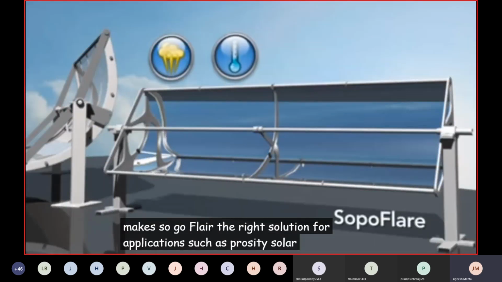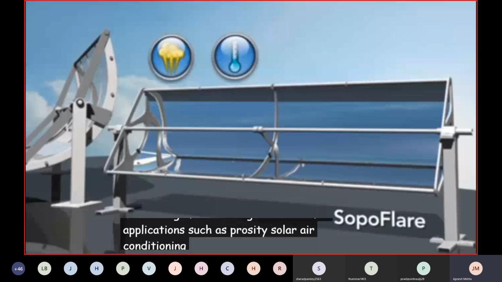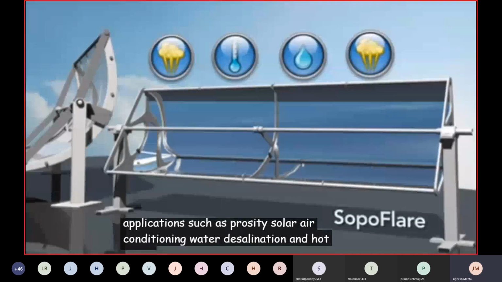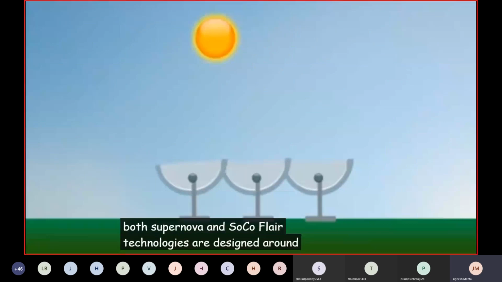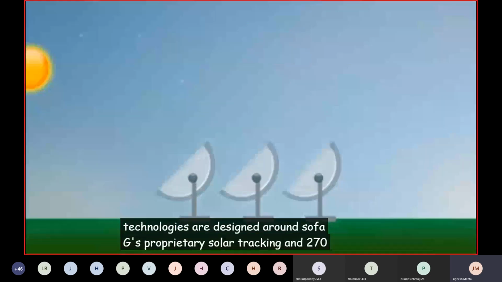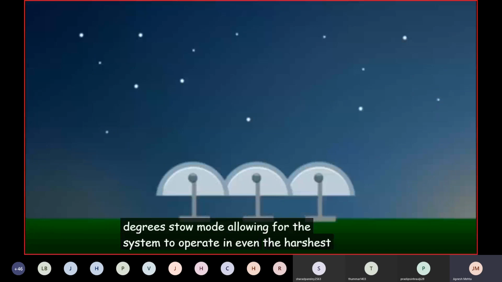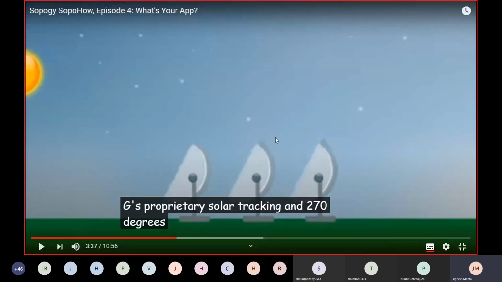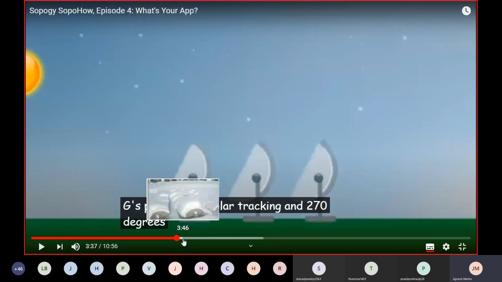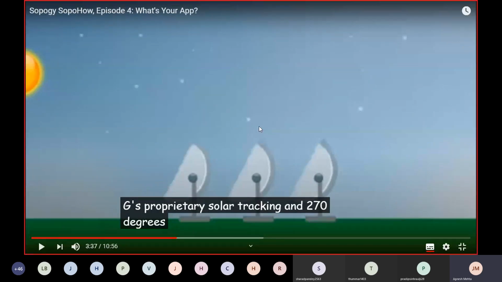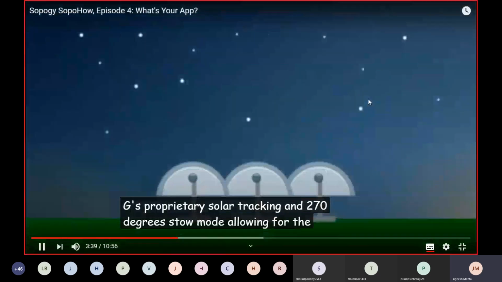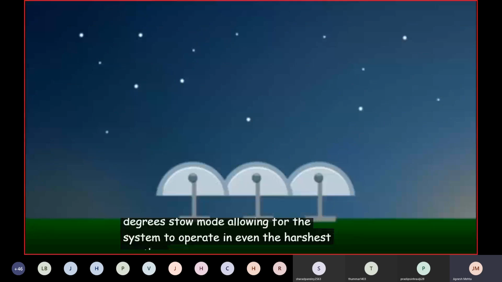Both Soponova and Sopo Flare technologies are designed around Sopogy's proprietary solar tracking and 270-degree stow mode, allowing for the system to operate in even the harshest weather conditions. So this storm mode is completely inverted, so that in the time of snowfall or when the winds are high, you can keep it totally inverted so that it doesn't get damaged.